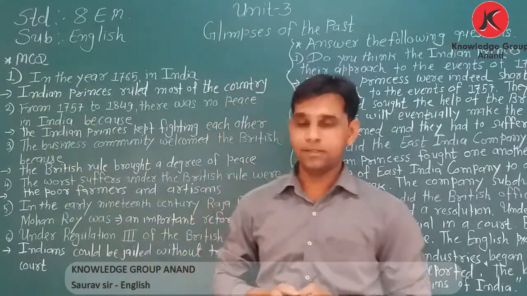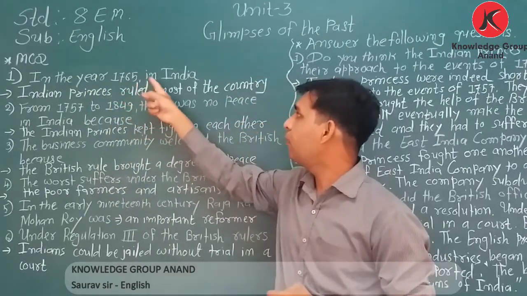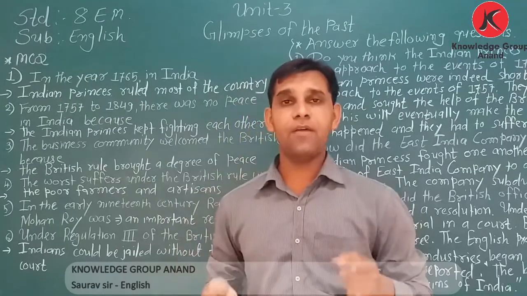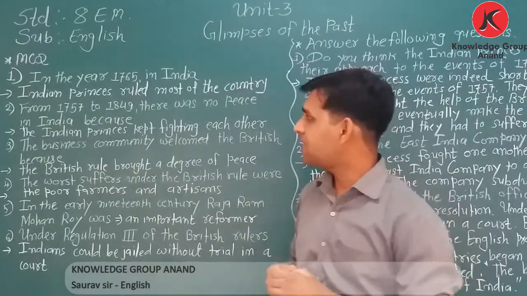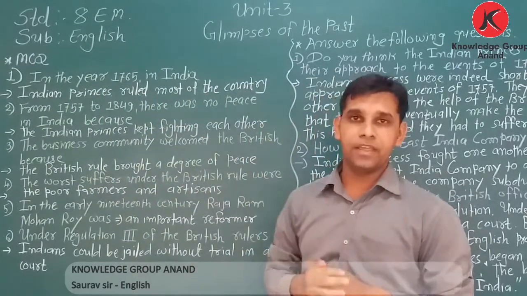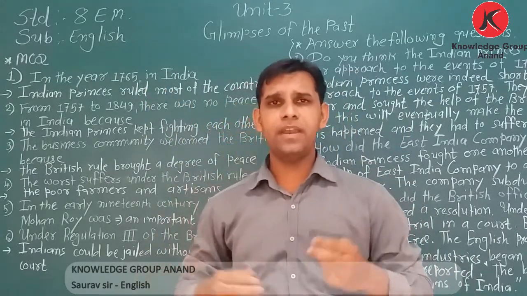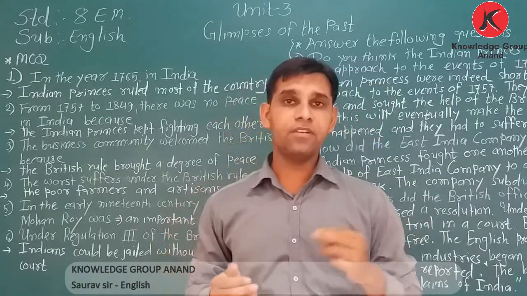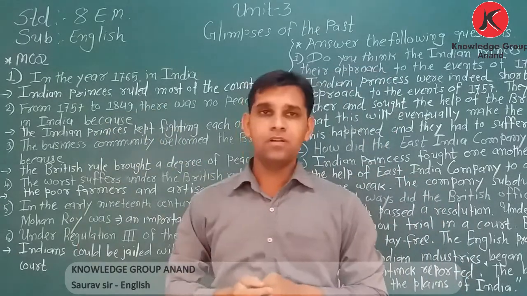MCQ number 1. In the year 1765 in India, what happened? Let's see the answer. Indian princes ruled most of the country. In 1765, there were so many Indian princes, and they ruled over the country. Which country? Our country, India. Okay? Now, the second MCQ.